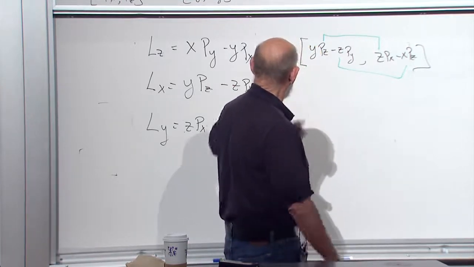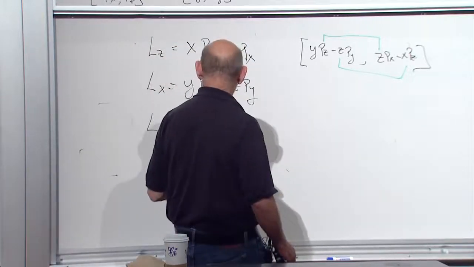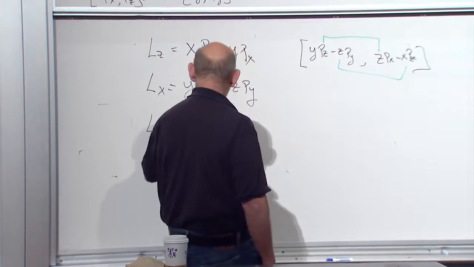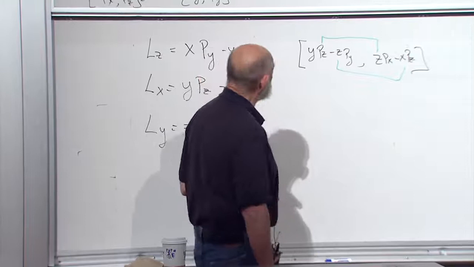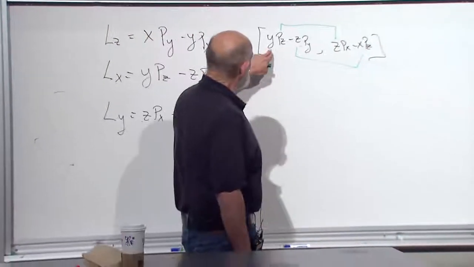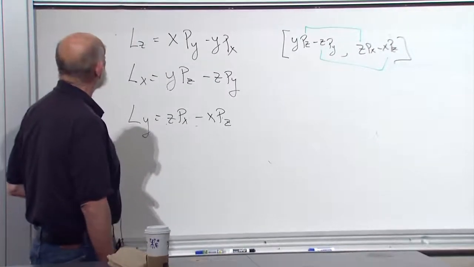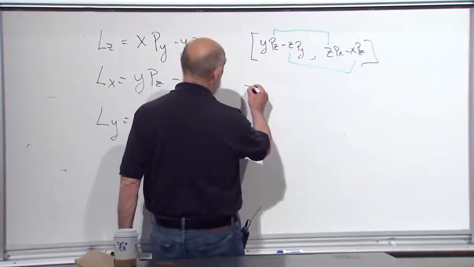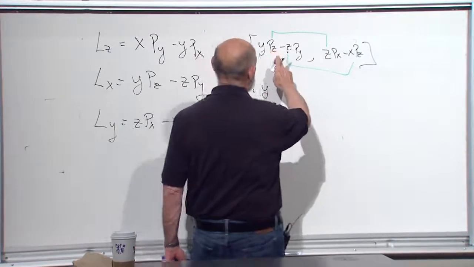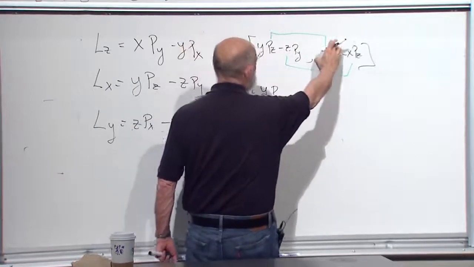What have I written here? I'm commuting Lx, y pz minus z py, with Ly, which is z px minus x pz. Yeah, that's right. From this term you get a commutator of pz with z. What's the commutator of pz with z? Minus i h bar. So there's a minus i, and that gets rid of z with pz, and that leaves over y and px. From this with this, you get y times px.